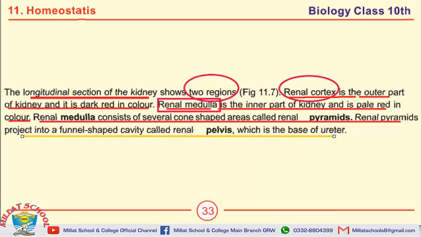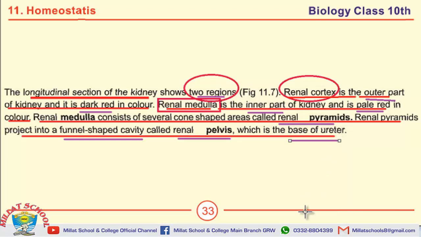Moving towards important MCQs. The longitudinal section of kidney consists of two regions. Renal cortex is outer part of kidney and is dark red in color. The next MCQ is: renal medulla is the inner part of kidney and is pale red in color. Renal medulla consists of several cone-shaped areas called the renal pyramids. The last MCQ on this page is: renal pyramids project into funnel-shaped cavity called renal pelvis. Renal pelvis is the base of ureter.